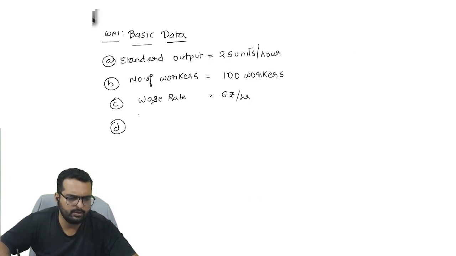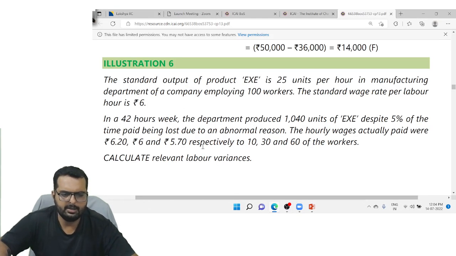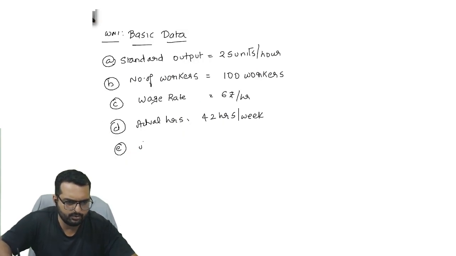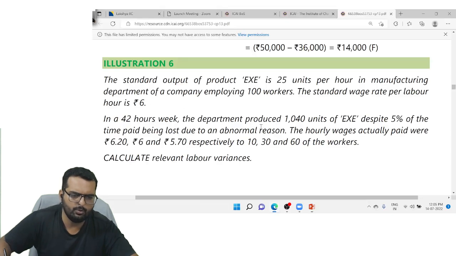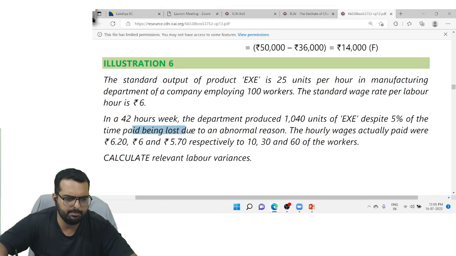In a 42-hour week, so actual hours is how much? 42 hours in a week. Okay. The department produced 1040. So the actual output is also given. How much is the actual output? 1040 units of X, despite 5% of the time paid being lost due to abnormal reasons.